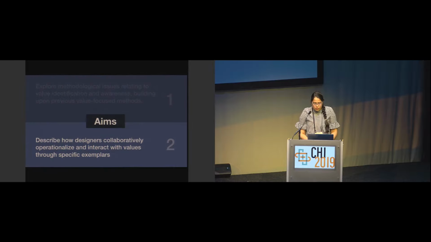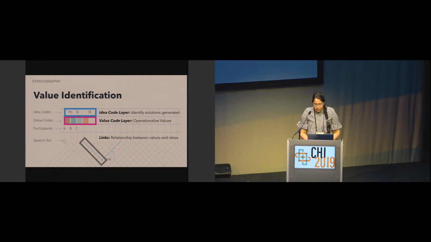Using this method, we move forward to achieve our second aim: to understand how designers collaboratively operationalize and interact with values, through specific exemplars to illustrate the outcomes possible through ethicography. From the ethicographs created for each session, the value codes layer aided us in operationalizing and interacting with value relationships implicit in all design decisions, increasing our knowledge of how values are performed in the design activity.